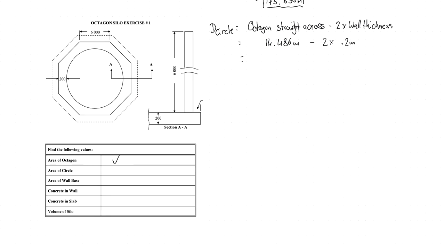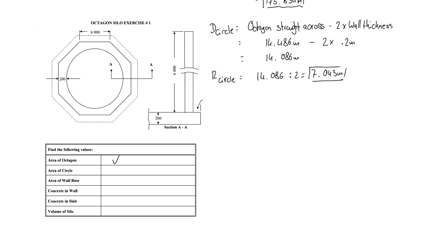Punching that into the calculator, 14.086, right? Could have also done that without the calculator. So that's the diameter, right? So that's all the way across. So the radius for our circle is half of that, right? So 14.086 divided by 2 gets us 7.043. That is the radius of our circle.